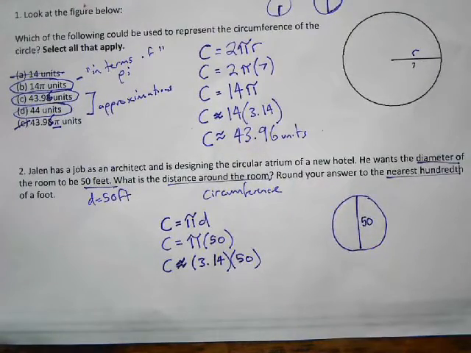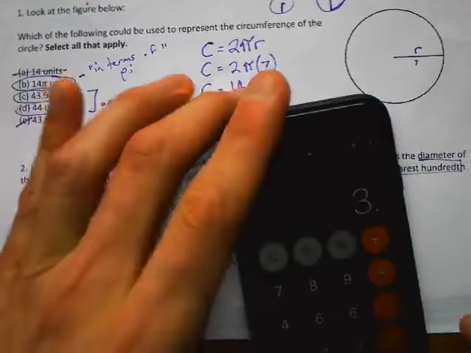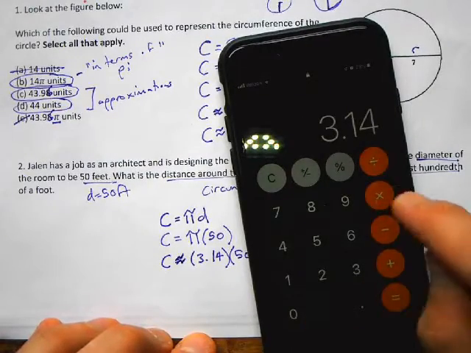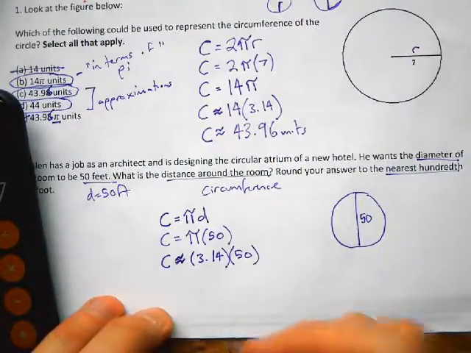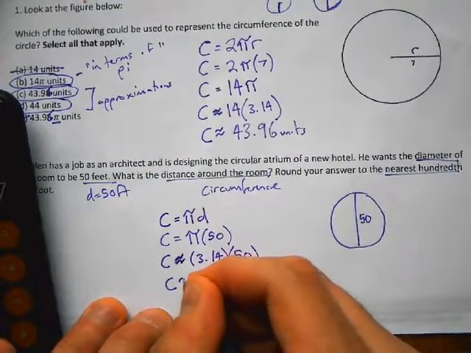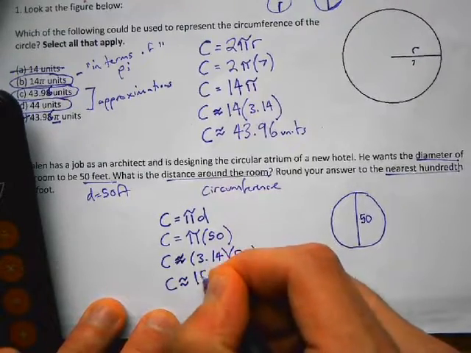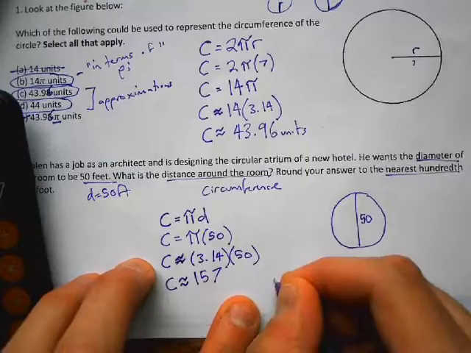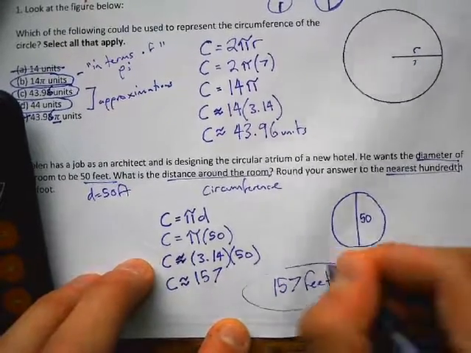Okay, and now let's see what we get. 3.14 times 50, 157. Even though that doesn't have a decimal, it's still approximately, because we used a decimal approximation of pi. We didn't use exactly pi. And do not forget the units. 157 feet is the circumference.